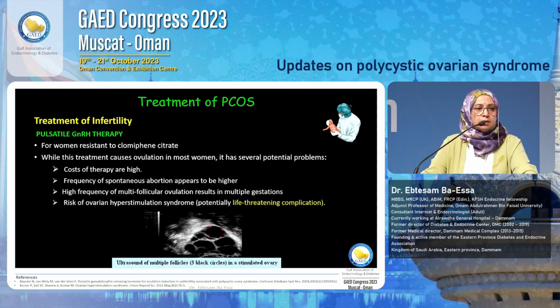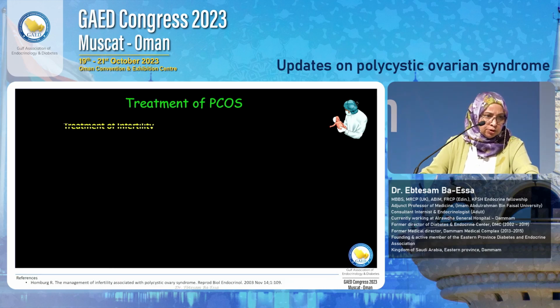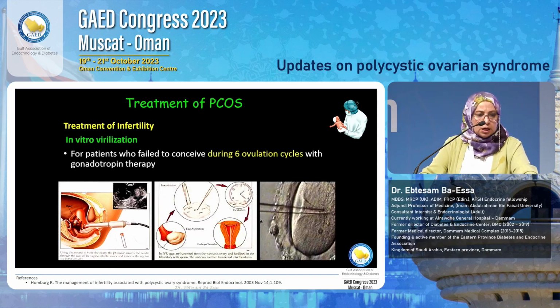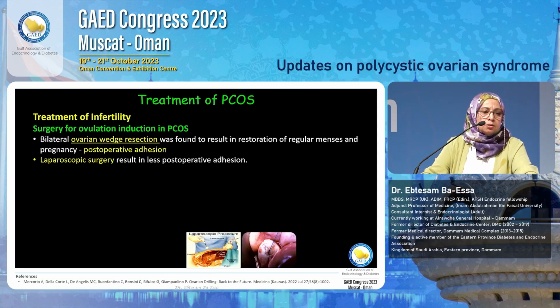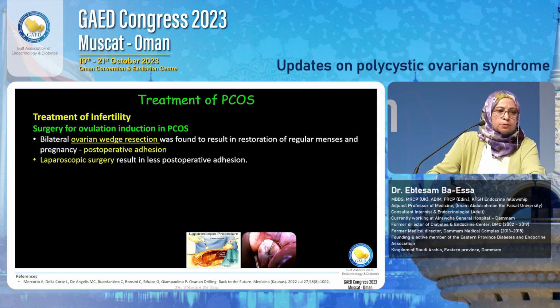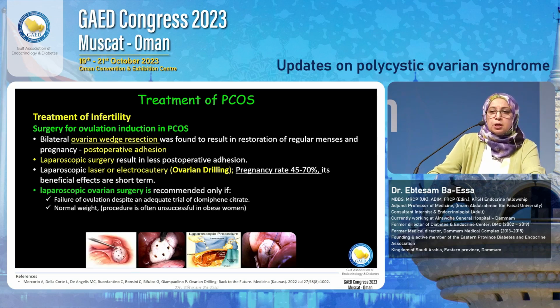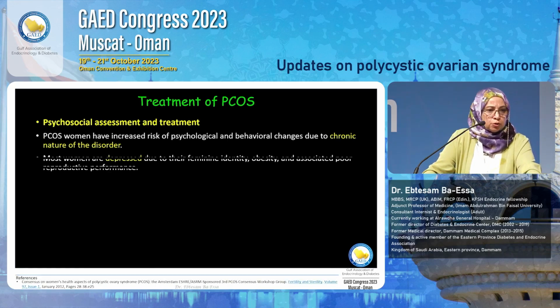If they don't respond, then we have pulsatile GnRH therapy. However, there is the risk of multiple pregnancies and hyperstimulation syndrome, which is a life-threatening condition. Other treatments include in vitro fertilization, if they fail to achieve fertility with the other modalities, and surgical treatment. Transabdominal surgery has been replaced by laparoscopic surgery in view of the complications, and ovarian drilling and laparoscopic ovarian surgery may be used to treat those people.